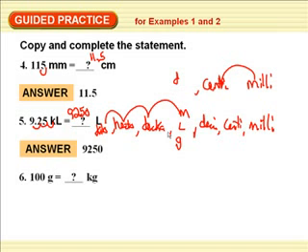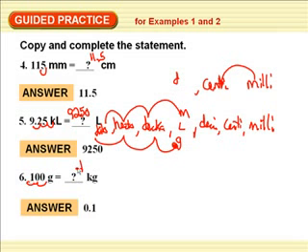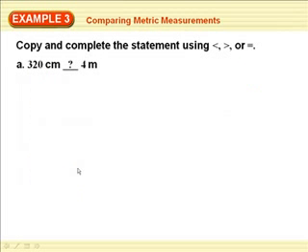Grams to kilograms. Grams is right here. So 1, 2, 3 to the left. 1, 2, 3 to the left would be 0.1. Done. Okay. Copy and complete the sentence using greater than, less than, or equals.